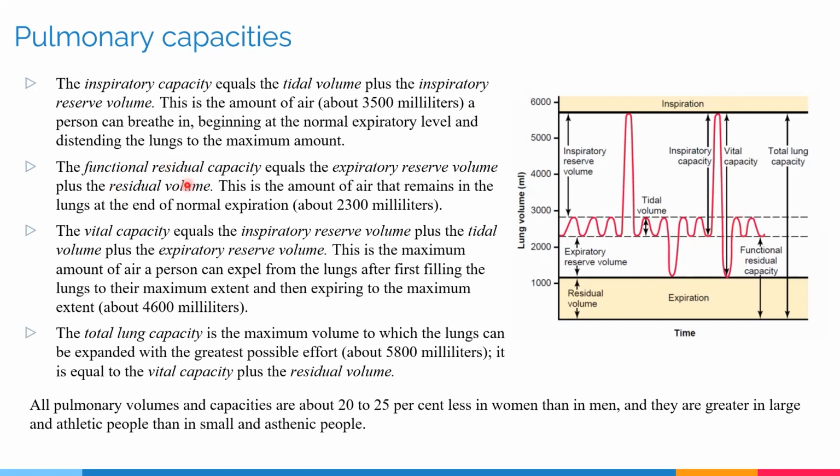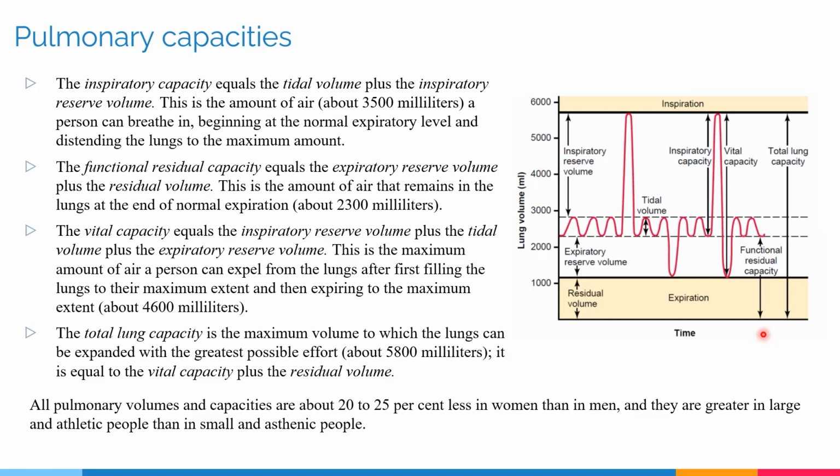Next is the functional residual capacity, which equals the expiratory reserve volume plus the residual volume. This is the amount of air that remains in the lungs at the end of a normal expiration. So this is the functional residual capacity that is shown in the plot.